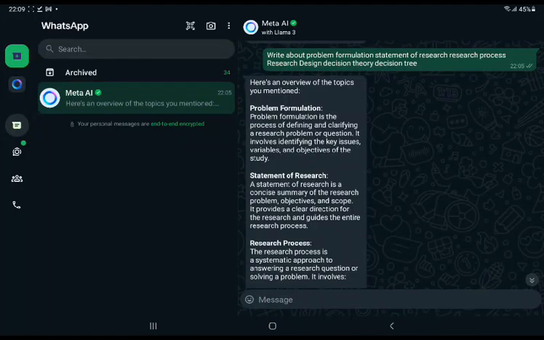Write about problem formulation, statement of research process, research design, decision theory, decision tree.